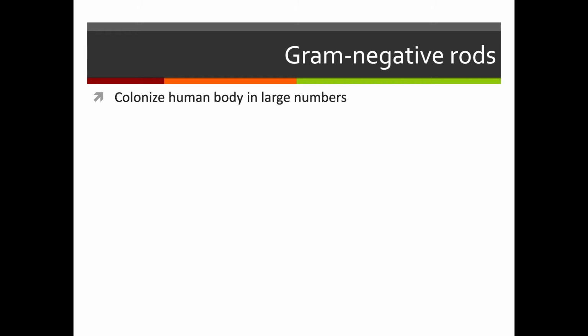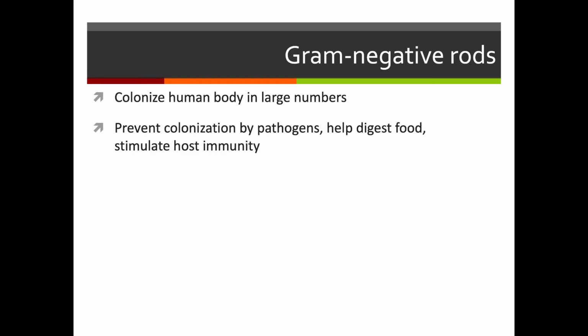These bacteria colonize the human body in really large numbers. They are super common residents, especially of the large intestine. So a lot of the bacteria in the large intestine that we know about are things like E. coli, some of these facultative anaerobes, but really a huge amount of the bacteria in the large intestine are actually anaerobic gram-negative rods. And they have a lot of beneficial functions.